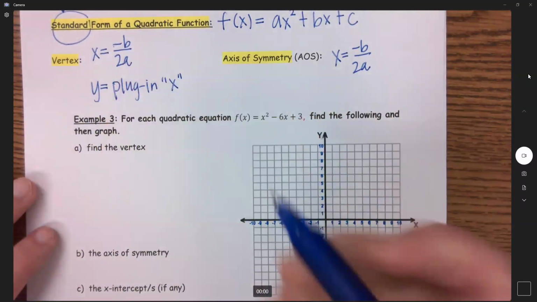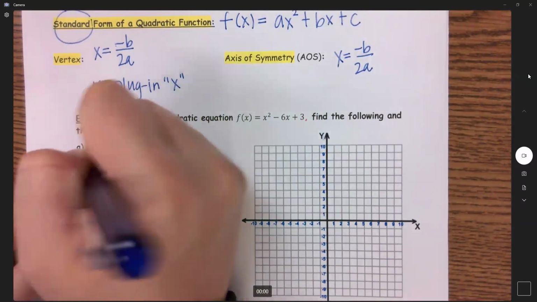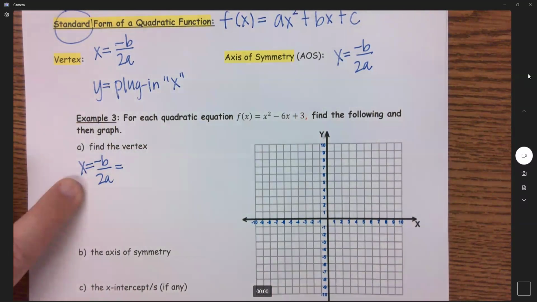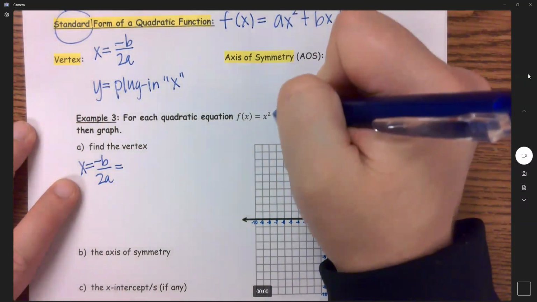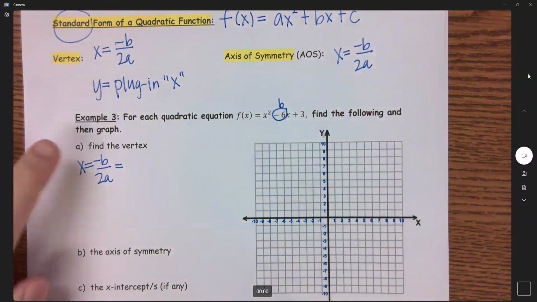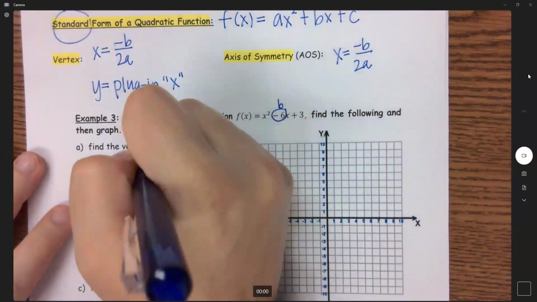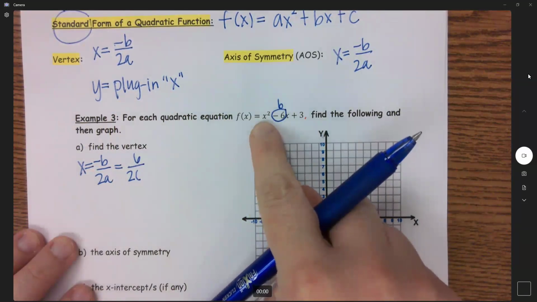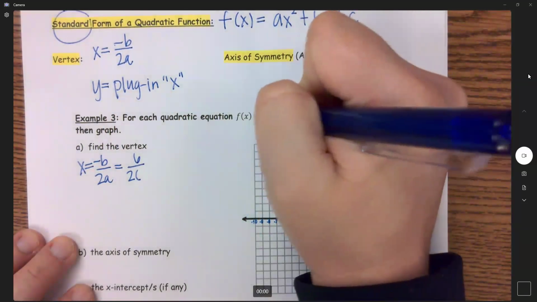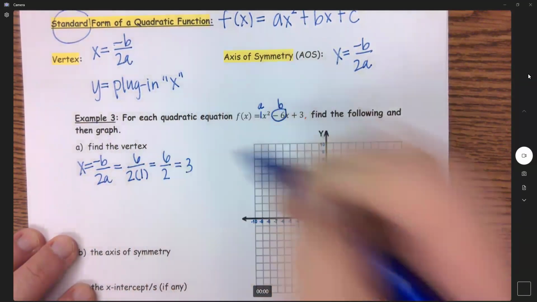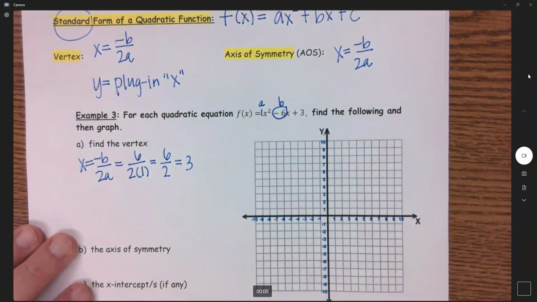Okay, so find the vertex. Use your formula to find the vertex. We have x equals negative b over 2a. So my b is this negative 6. So negative 6 makes us a positive 6 over 2 times a. My a is 1 if you don't see anything in front. So we have 6 over 2. And so we get an x coordinate of 3 for the vertex.